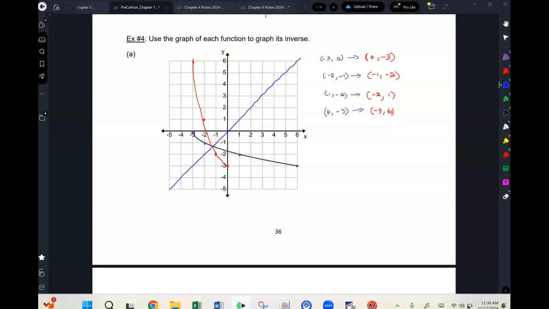If you draw the line y equals x, and take the corresponding points, they are reflections of each other around that line. So look at this point. These two are reflections of each other, right? Do you see that? These are each reflections of each other around that line. Isn't that cool?